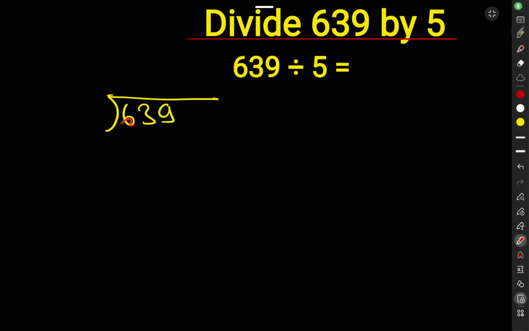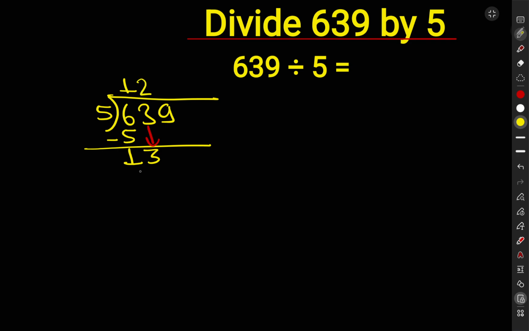Here we divide 639 by 5 in a long division method. 5 times 1 is 5. On subtracting we get 1. So now we put down this 3 and it is 13.